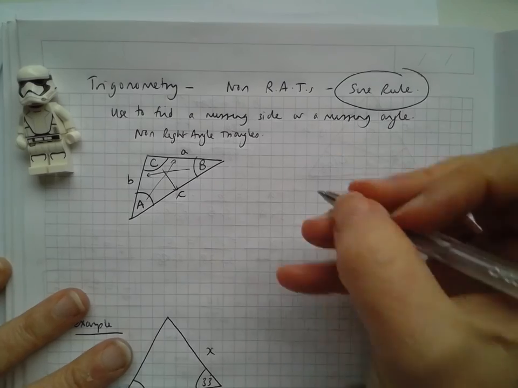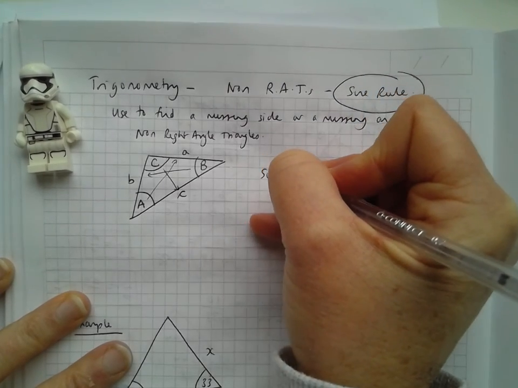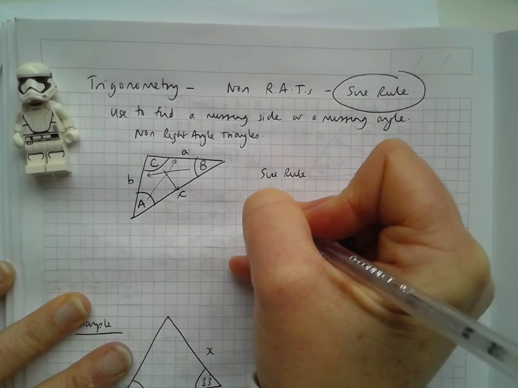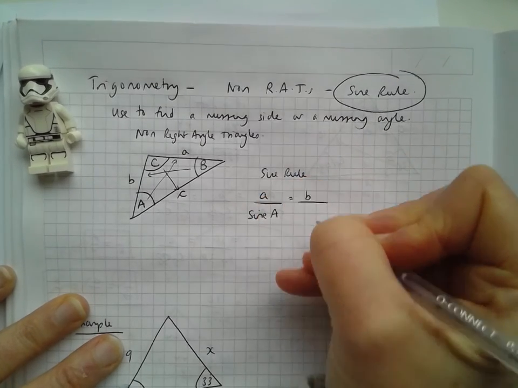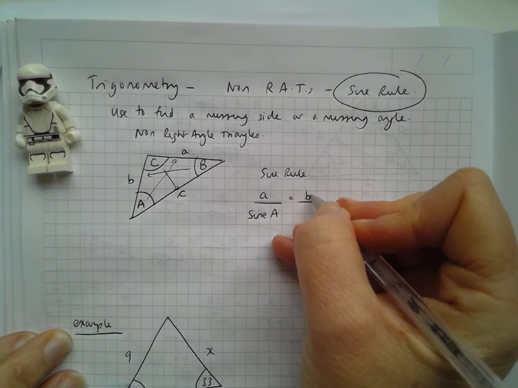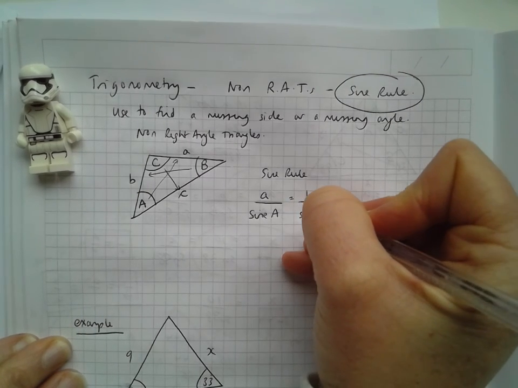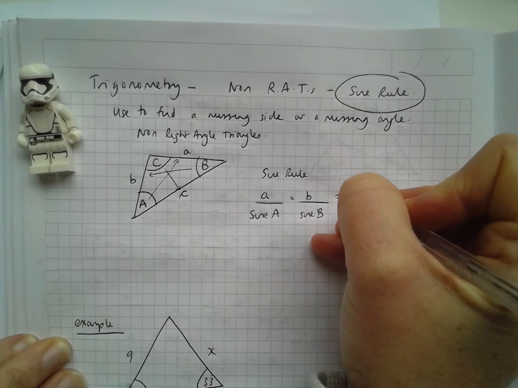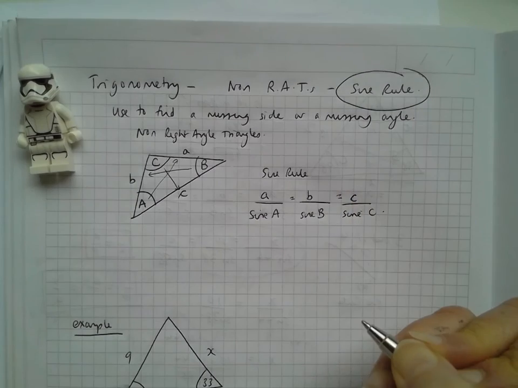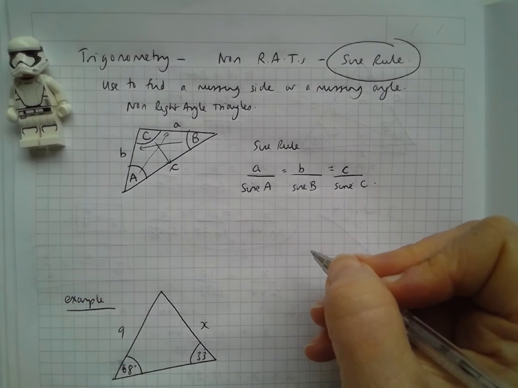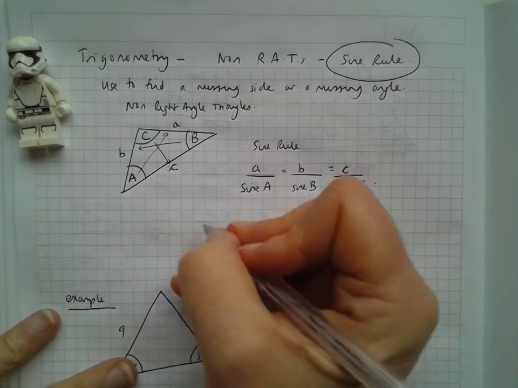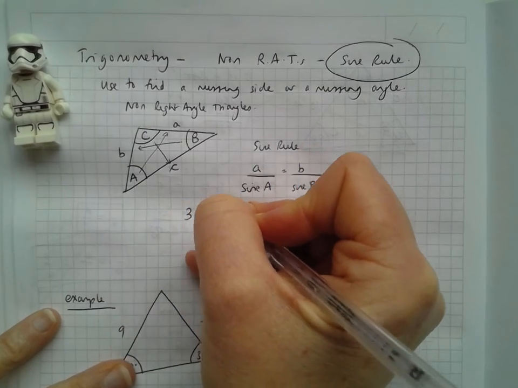The sine rule, which is in your tables book, says that the side a over the sine of the angle opposite it is the same. When I divide those two, I get the same number as if I divide side b over the sine of the angle opposite it, and it's the same if I divide side c over the sine of the angle opposite it. And what we'll find as we use the sine rule for a non-right angle triangle is that I need 3 out of any 4 of those.